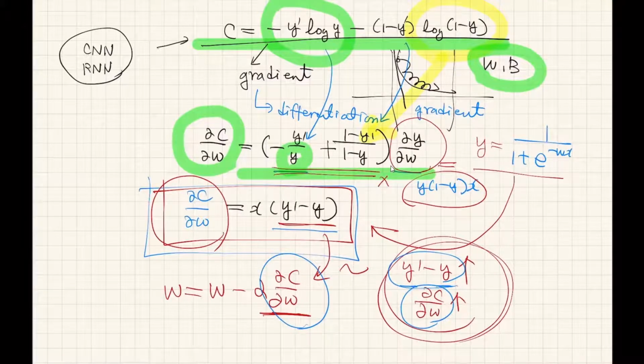That is a very good property of the cross entropy cost function. It is a good property for fast training.